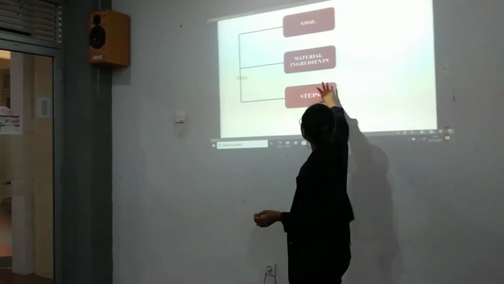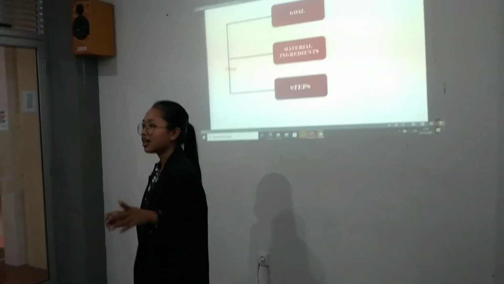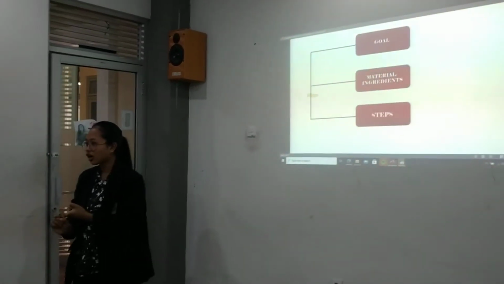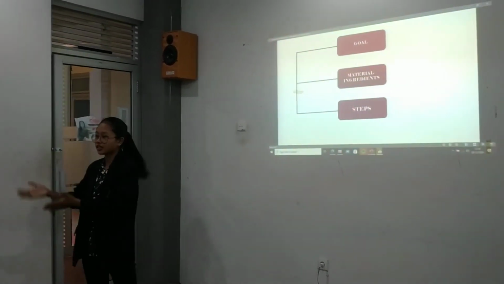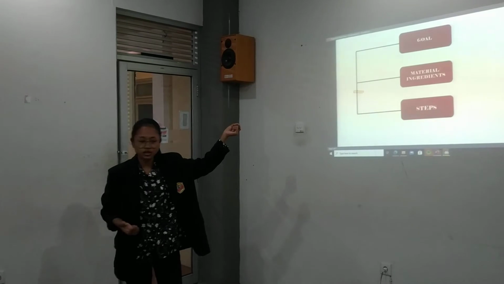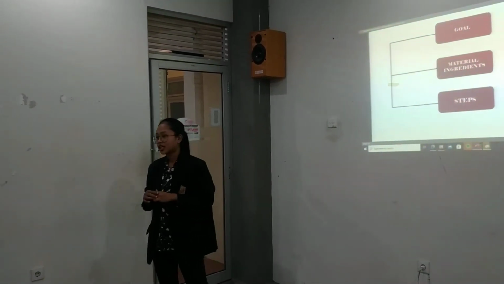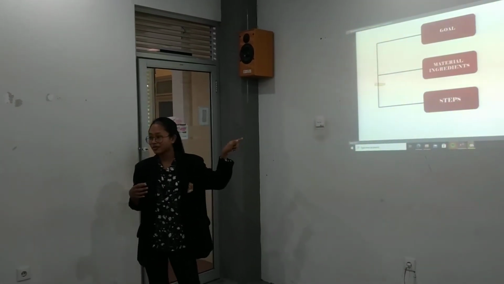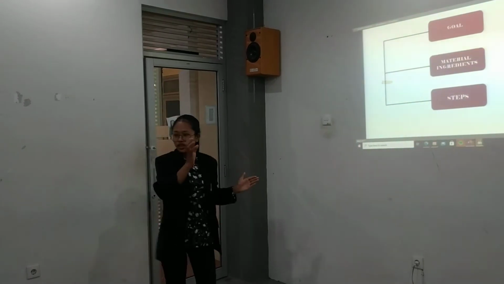And the second is materials or ingredients. This includes, berisi mengenai, the tools or all the ingredients that we need to do the activity that is our goal. And the last is steps. I think you know what it means for the steps. Steps to do the goal. Like when we want to cook something, the steps is first we have to prepare the material and ingredients, and yeah, like that.